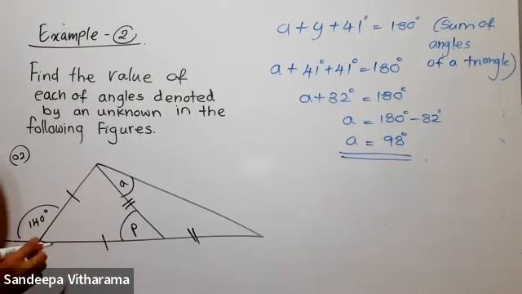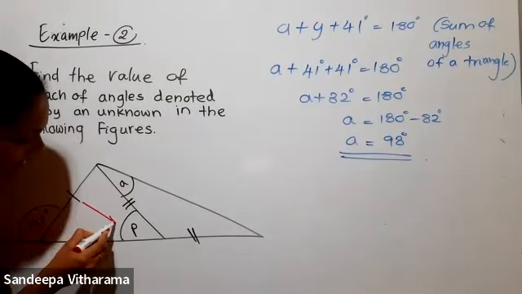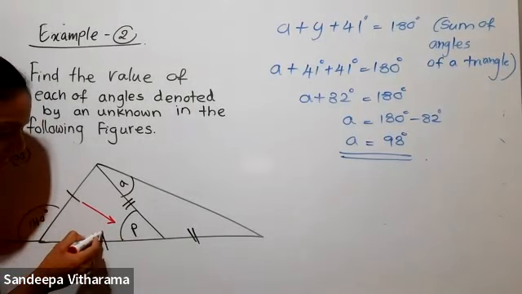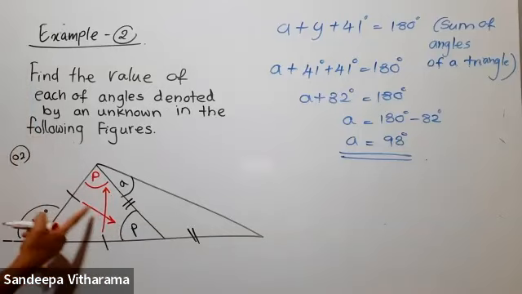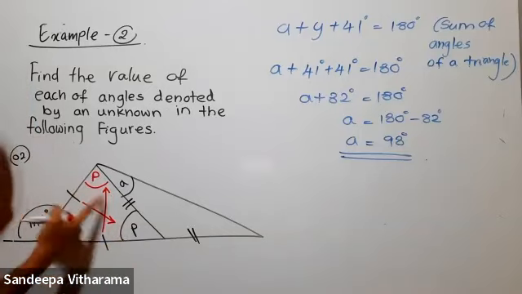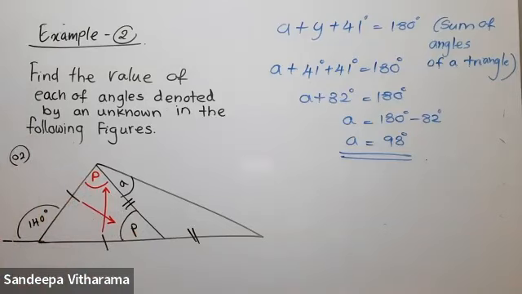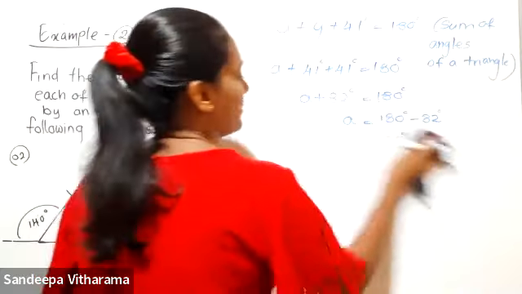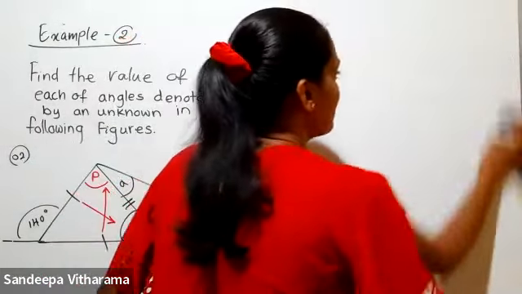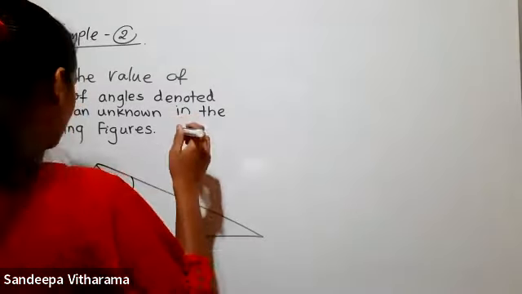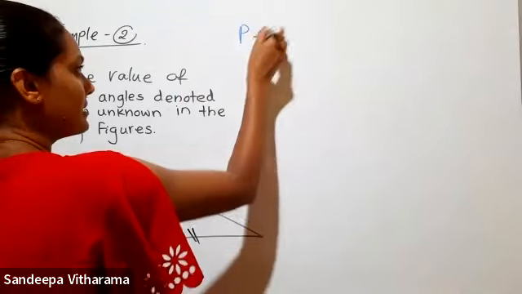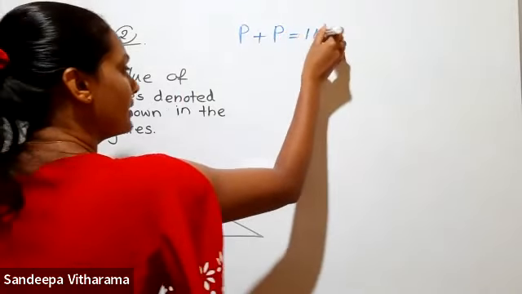Now here you can see that the angle opposite this side is P. Therefore, the angle opposite to this side also becomes P. Then, what is the relationship between these two P and 140? The exterior angle which is formed by producing one side of a triangle equals the sum of the two interior opposite angles. Therefore, we can write that P added to P equals 140.